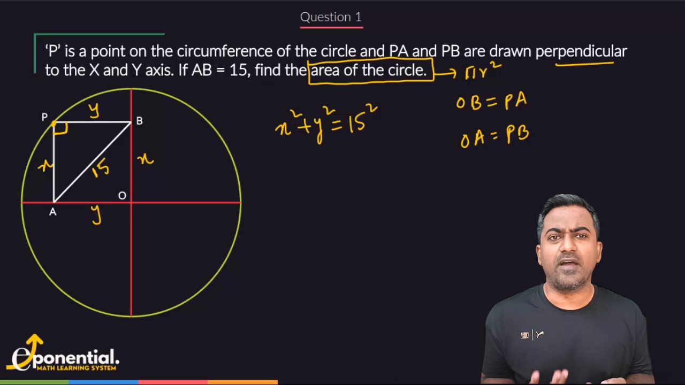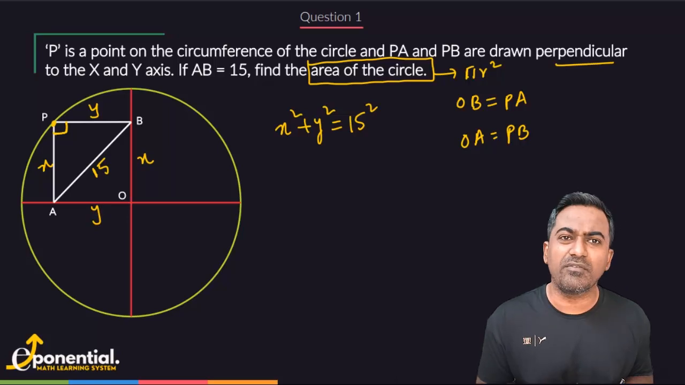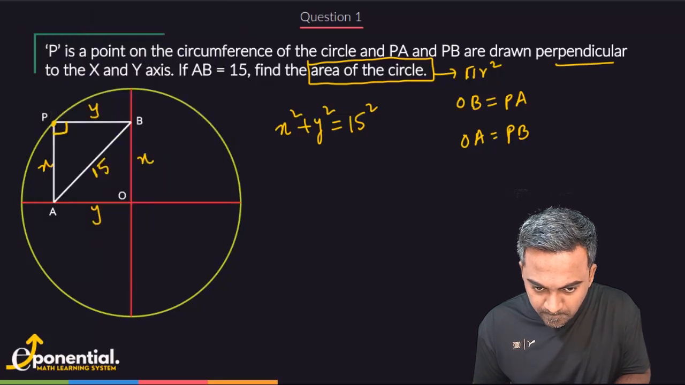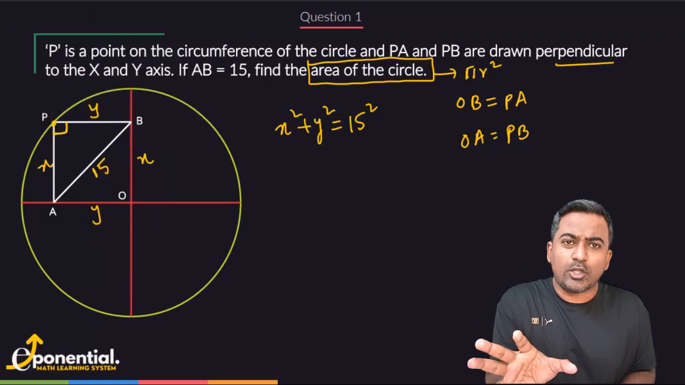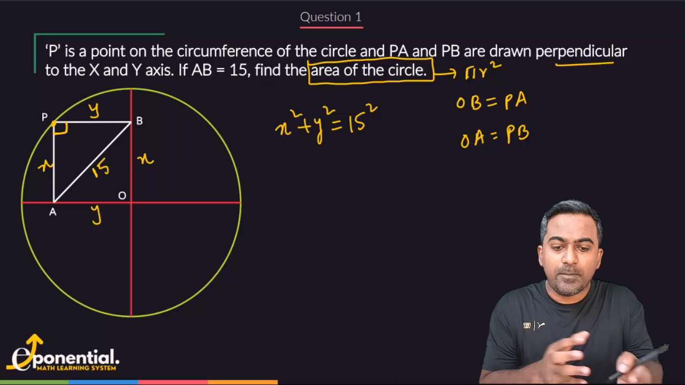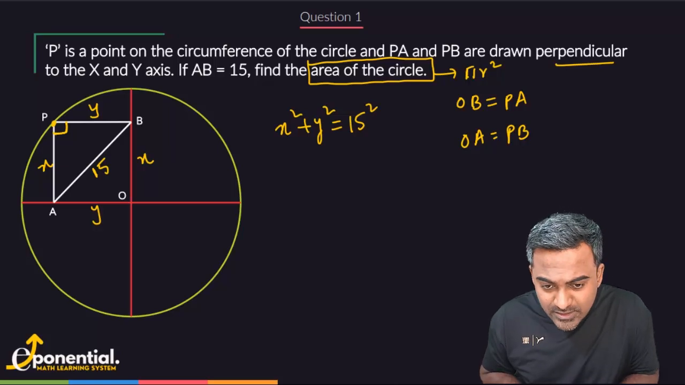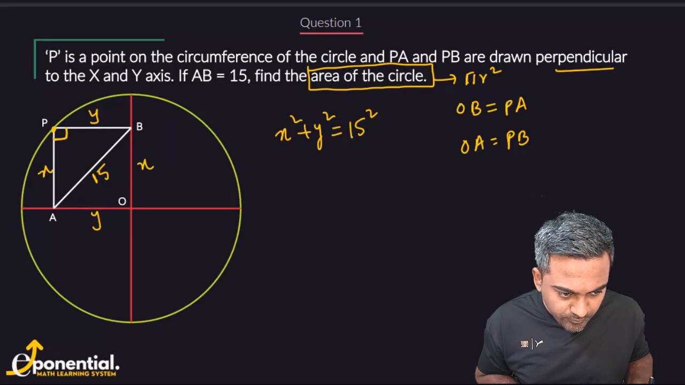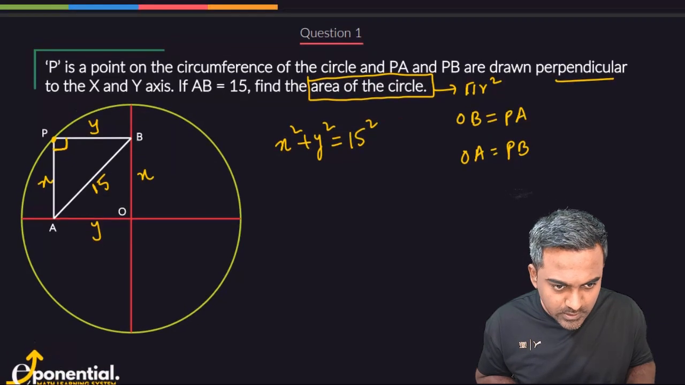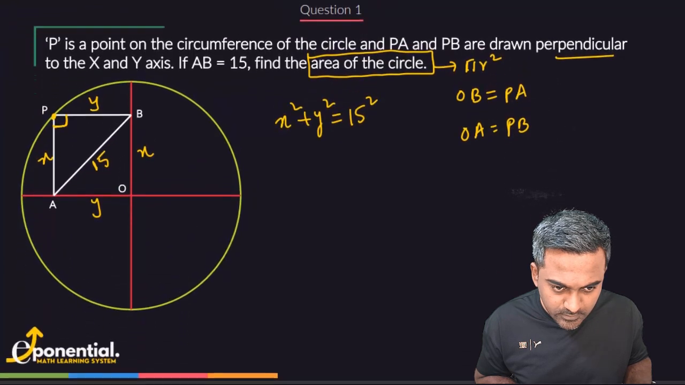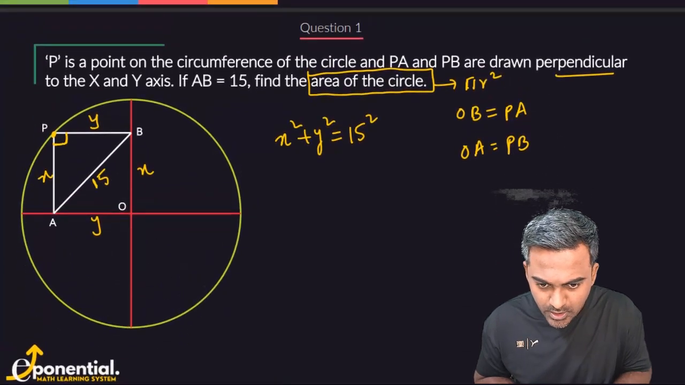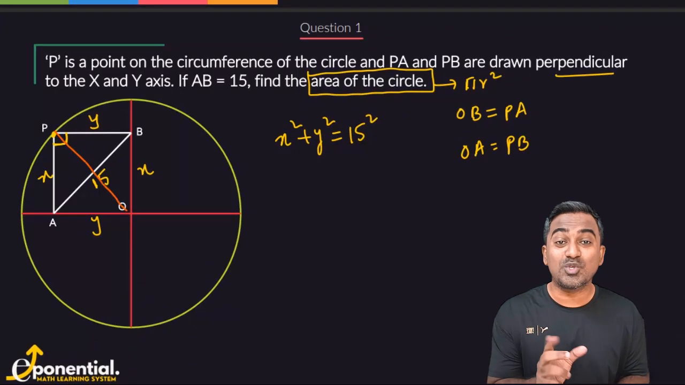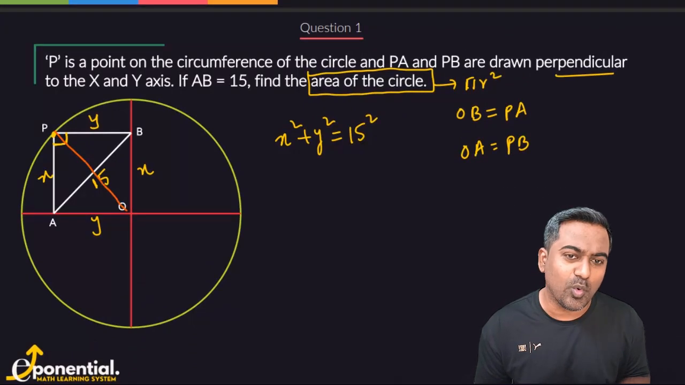But again, even after drawing x and y, it's still not helping me figure out the radius, right? So let me just draw the radius with a different color for you here. So let's just stick to where our PA, PB, and AB are. Now, this is also going to be radius, isn't it? Okay, some technical glitch. All right, so this is also going to be the radius, isn't it? OP is also going to be radius. So how do I figure out OP?